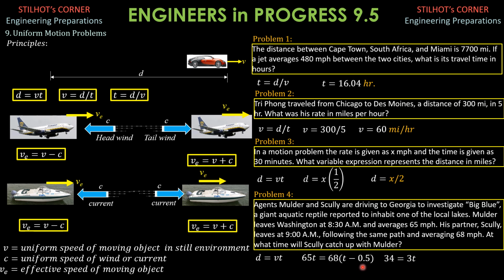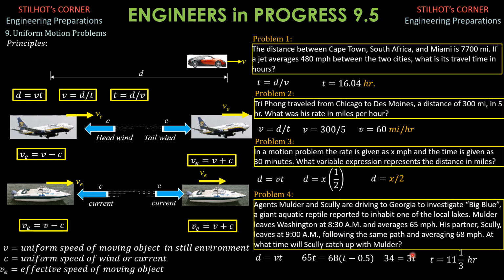So t therefore is 34 over 3, and that is 11 and 1/3 hours. 1/3 hour is 20 minutes. So since the reference time is 8:30 a.m., 8:30 plus 11 hours and 20 minutes would be 19:50 as military time, and 1950 is 7:50 p.m.